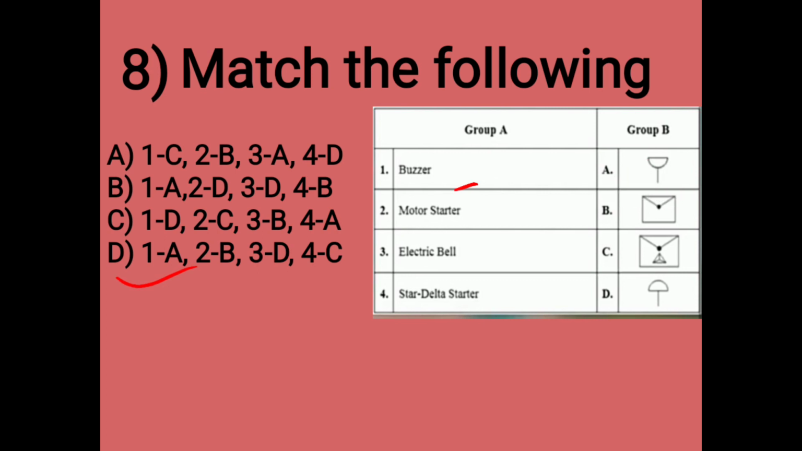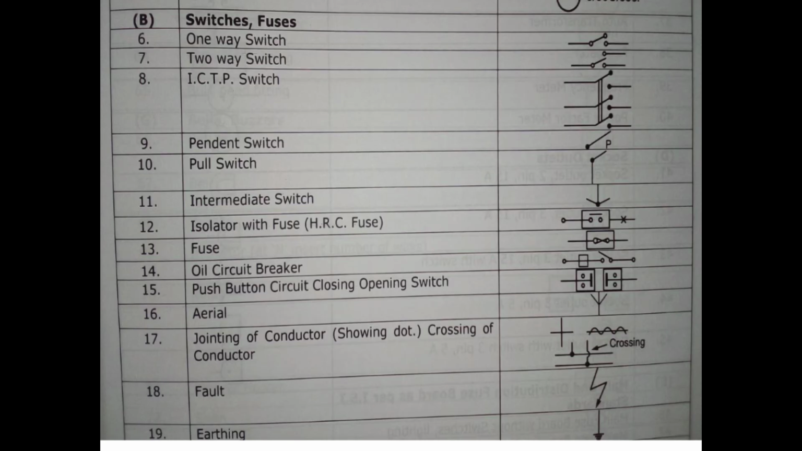Then second is motor starter. So this is the symbol of motor starter. Then electric bell. So this is the symbol of electric bell and star delta starter. So this is the symbol of star delta starter. So we see some important symbols.